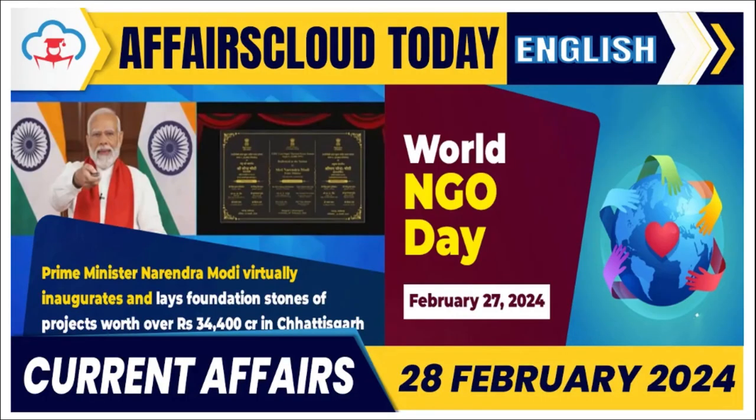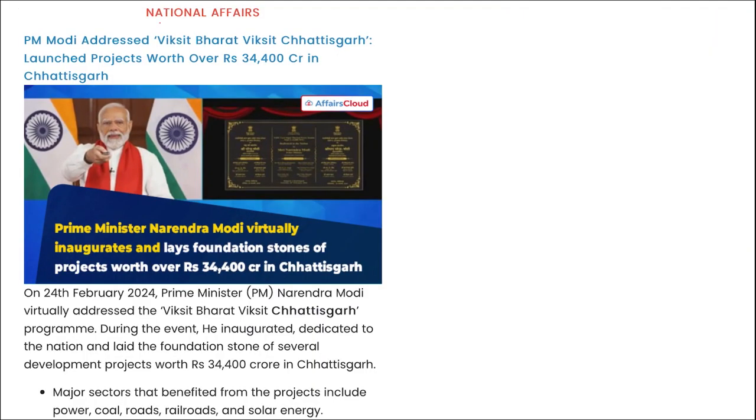Hello everyone. So in this video we will be discussing important current affairs for 28th of Feb. So let's start. First is national affairs, and we will be discussing PM Narendra Modi has addressed Viksit Bharat Viksit Chhattisgarh. This event was held in Chhattisgarh, and the main aim of this event was that PM Narendra Modi has launched various projects worth 34,400 crore rupees.